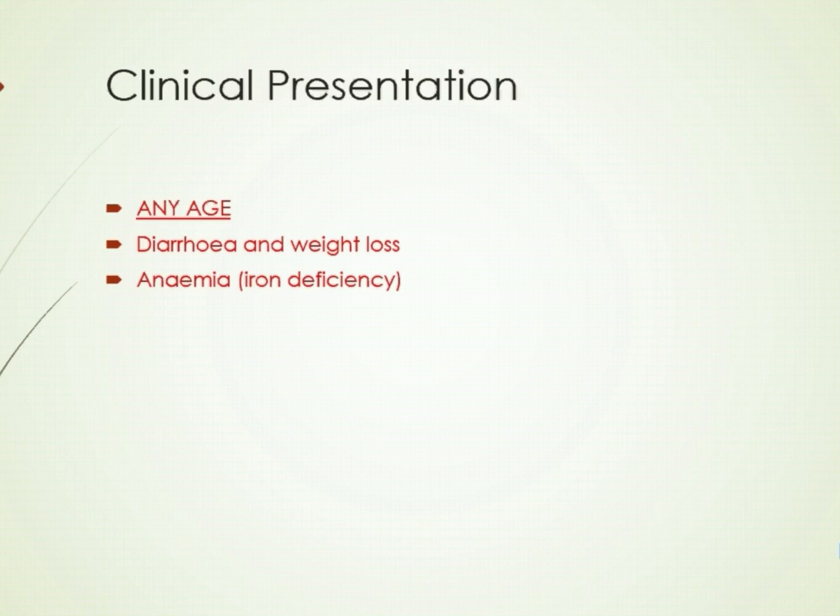So the clinical presentation. The important facts to remember are these. Celiac disease can affect any age of person. The most common presentation is that of diarrhea and weight loss, for the reasons mentioned previously being malabsorption. It's also a very important differential when considering causes of iron deficiency anemia. So you just need to keep it on your radar if presented with a case of iron deficiency anemia.